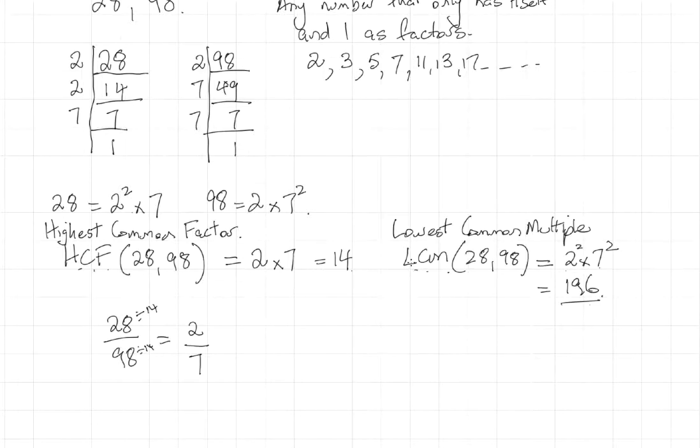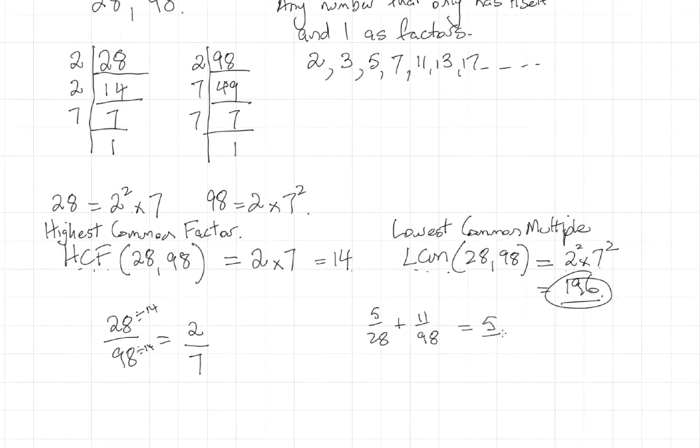When do we use the LCM? Say you had 5 over 28 plus 11 over 98, and you were trying to find the lowest common multiple, because that's what we'd have to make them both into to be able to add the fractions. Now we've said that's 196, so we'd have to make both of these into 196.